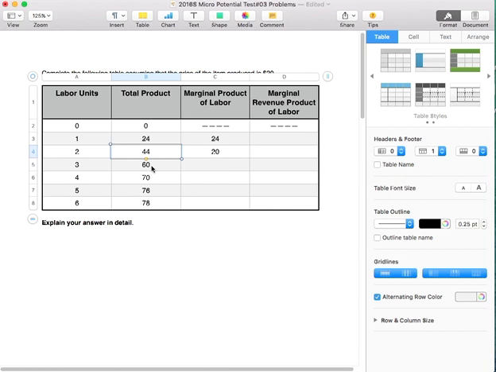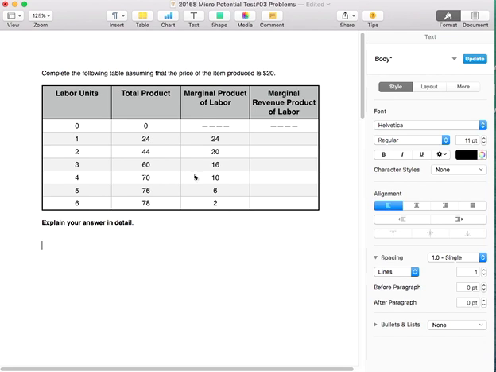So we go from 44 to 60. The difference between that is equal to 16. We go from 60 to 70. That change is equal to 10. We go from 70 to 76. So that increase is 6, and then from 76 to 78, that is equal to 2. So make sure you remember that the marginal product of labor is just the increase in total product for every 1 unit increase in labor. So that's how we get this column right here.